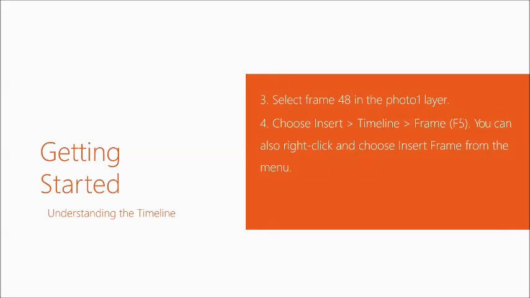And then select frame 48 in the photo layer. Choose Insert, Timeline, Frame, or F5. You can also right-click and choose Insert Frame from the menu.